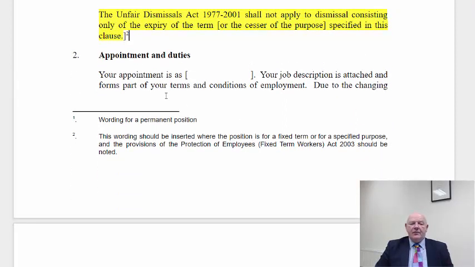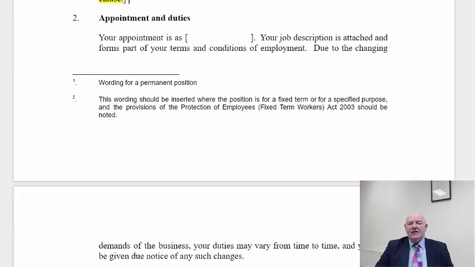Okay, the next thing then is your appointment is as. So you could put in there solicitor, secretary, receptionist, retail assistant, support staff, or whatever. Your job description is attached. We'll show you the job description there at the end. Essentially, at the end, you put in a job description setting out the main bullet points, I would suggest, of the responsibilities and tasks involved in the job.